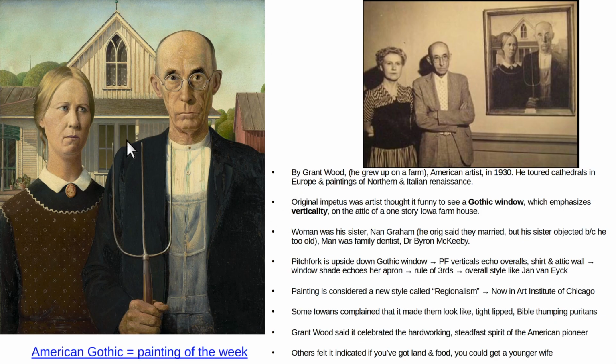Other features here, the shape of the pitchfork is like an upside down echo of the Gothic window. The vertical prongs on it, they echo his shirt. There's like another pitchfork right here on his overalls, and the vertical struts on the roof of the attic of the house. They all match each other. The pattern of her apron goes with the pattern of the shade within the Gothic window. So all these things kind of draw your attention in and get you to sort of look at it longer.